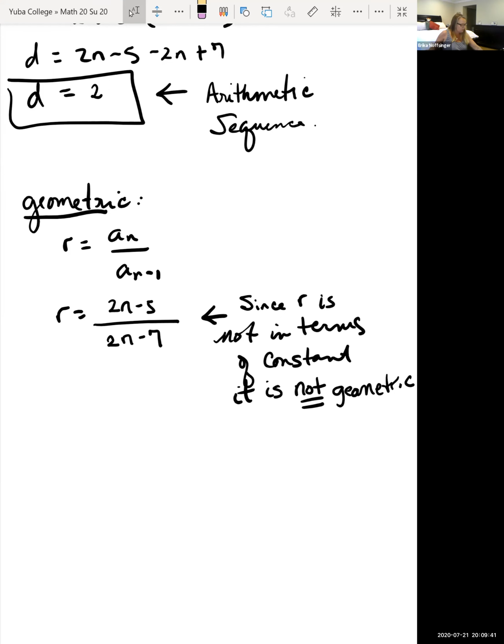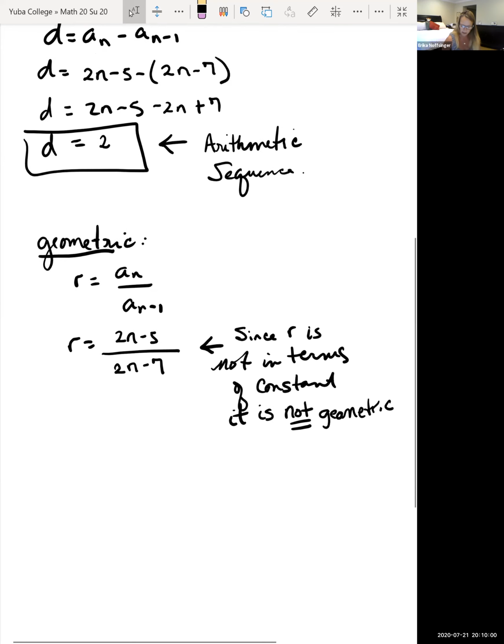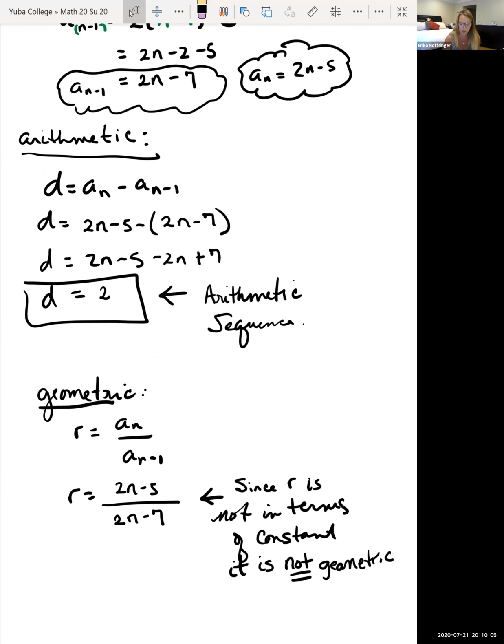So I don't think we were done with the problem. If the sequence is arithmetic, find the common difference. If it's geometric, find the common ratio. If the sequence is arithmetic or geometric, find the sum of the first 50 terms. Well, we found that it was arithmetic, and when we did that, we actually found what D is. D is our common difference.